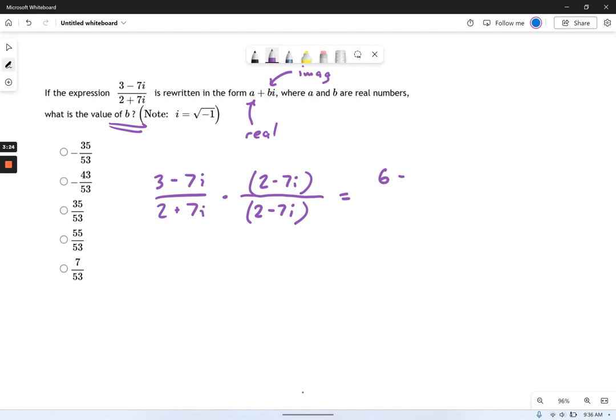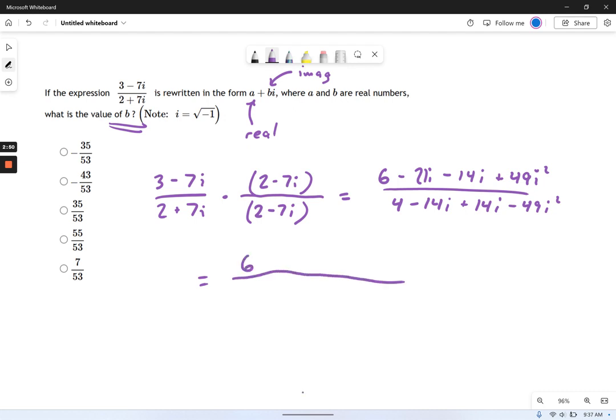So this on the top becomes 6 minus 21i minus 14i, and then plus 49i squared. Okay, that's our top value. And on the bottom, this becomes 4 minus 14i plus 14i minus 49i squared. Okay, and we can simplify this a little more. I'm going to combine some like terms. And on the top, I have, let's see, minus 21 minus 14. So that's going to be minus 35i plus 49i squared. And on the bottom, these two cross out. That's nice. It's very convenient. We get 4 minus 49i squared.